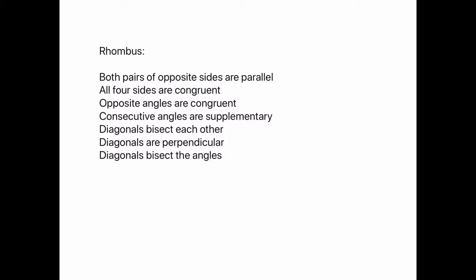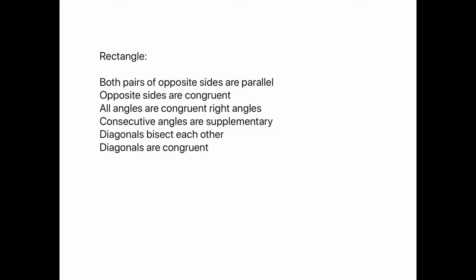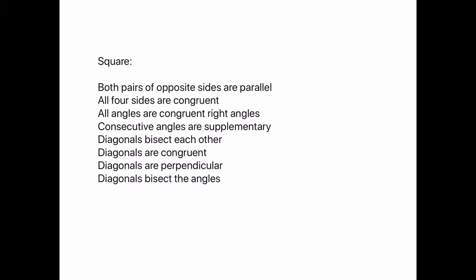A rhombus has all of the same properties of a parallelogram, but it also has all four sides being congruent, and their diagonals are perpendicular, and they also bisect the angles. Rectangles also have all the properties of parallelograms, but all of the angles are congruent right angles, and their diagonals are also congruent. A square is a parallelogram, it's a rhombus, and it's a rectangle, so it has all of those same exact properties.